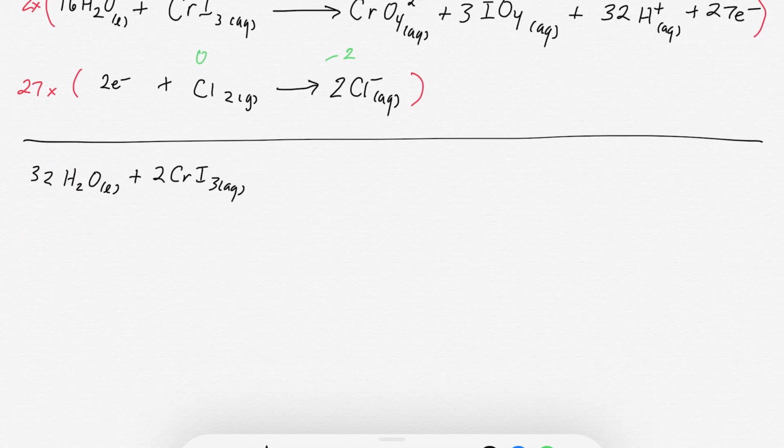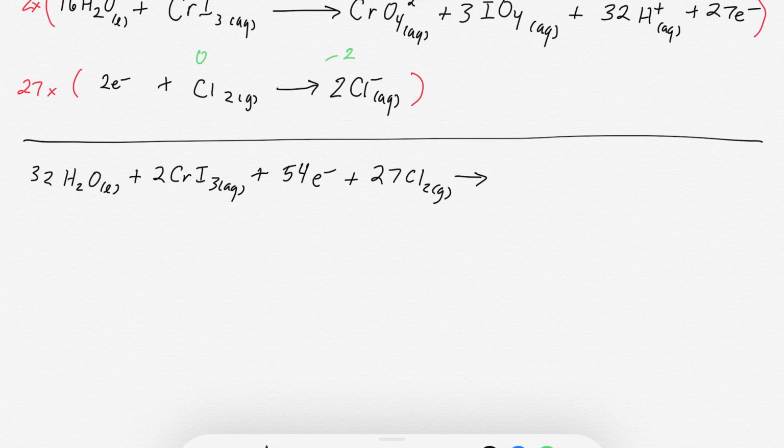So we have 2 times 16, which is 32 H2Os, plus 2 times 1, which is 2 chromium-3 iodides. All right, so now we're going to move down to our second half reaction to sum all the reactants together when we add the 2. So that'd be 27 times 2, which is 54 electrons, plus 27 Cl2 in the gas. And now we're finally to that arrow.